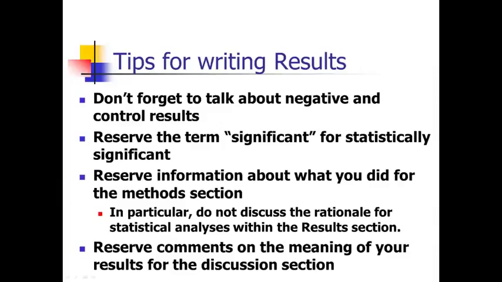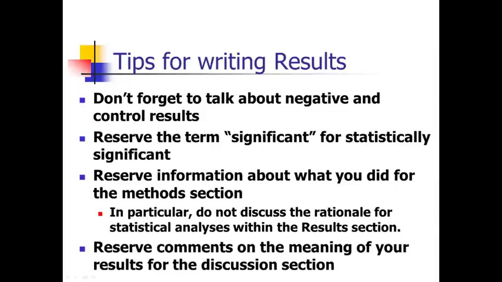Also, don't forget to talk about negative and control results. We tend to want to focus only on the positive results, but of course the negative results are just as important. Keep in mind that if you use the term significant, you always want to reserve that for statistically significant. And in the results section, we don't want to be mixing that up with methods and discussion. The results section should not contain information about what you did. The results section is about what you found, not what you did. So keep what you did in the method section.